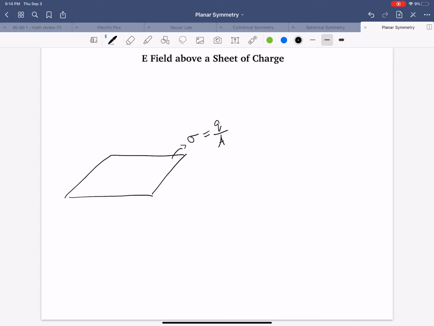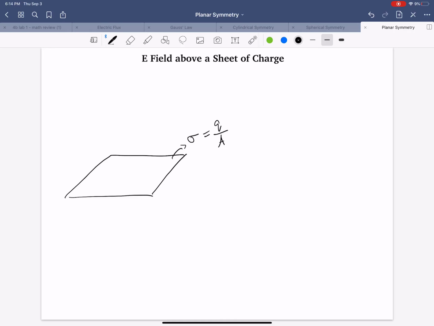Whatever area, whatever charge, it doesn't matter. The ratio of those two is constant, sigma. Again, sigma for the surface charge density, that's the variable we typically use, right? Sigma for surface, S for surface, okay?